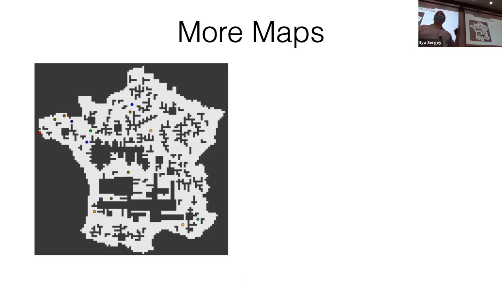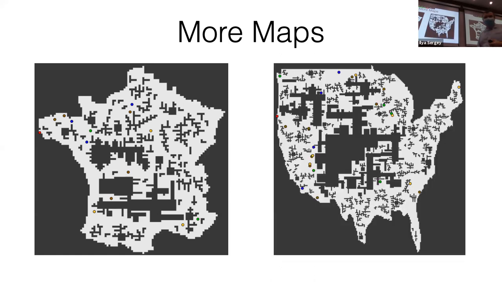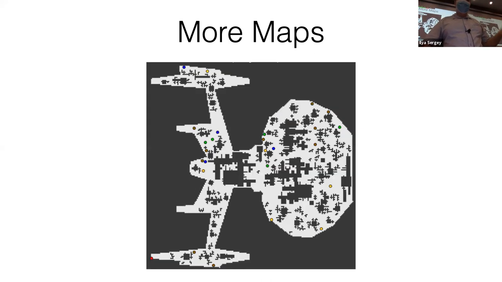People are usually very good at recognizing the shape of their own country, but not other countries. Who knows which one this is? France, yes. This answer is easier to get in Europe. And this one? The US, okay, everyone knows. And this one? Okay. And you can see it's littered with these obstacles and also these colorful dots, which are the bonuses.